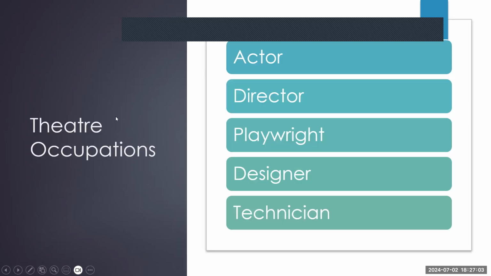All right, so our actor. Most of us know what an actor is. This is going to be the person that's going to perform on stage. Our director is going to oversee the creative aspects of the production. Our playwright is going to write the script, so they're writing your story. Your designer is going to create the sets, costumes, lighting, and sound. And then your technician is going to handle the technical aspects of the production. So that's going to be your lights. That's going to be making sure that everybody's in the right spot. That's going to be your sound. That's all going to be your technician.